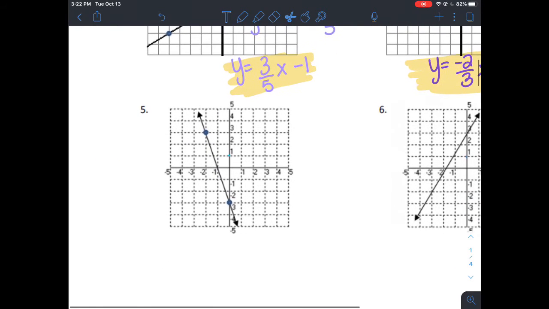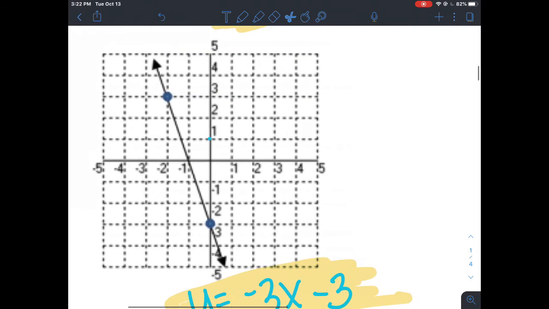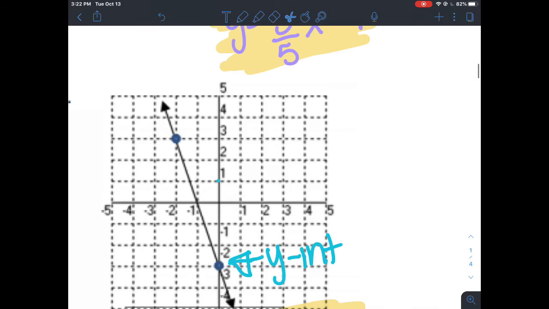Number 5, they drew on dots for us, thankfully. I didn't have to find nice points. But here's my y-intercept at -3. I know this graph is kind of grainy and blurry, but we are at -3.